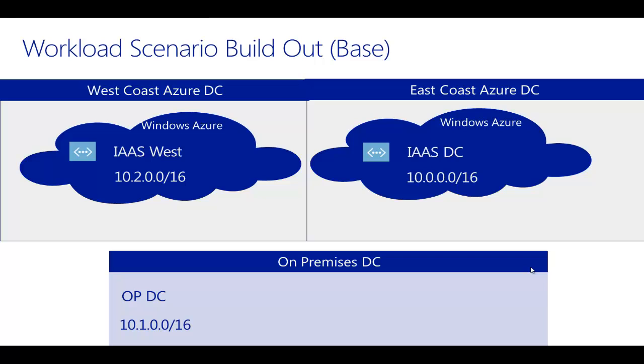So let's begin building from the simple data center into the hybrid data center world where complex workloads can be explored. In this setup, you can see we've got an on-prem data center at the bottom of the diagram, and we've got an Azure virtual network running in the West Coast region and an Azure virtual network running in the East Coast region.